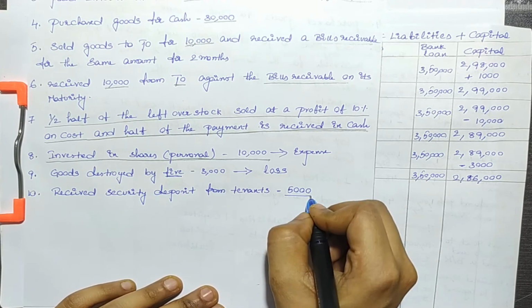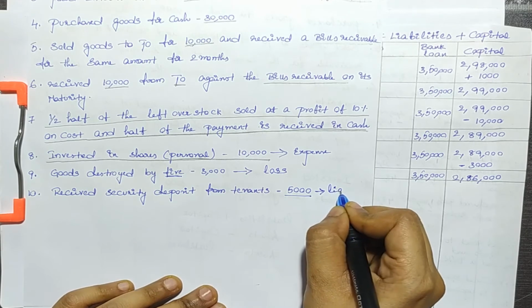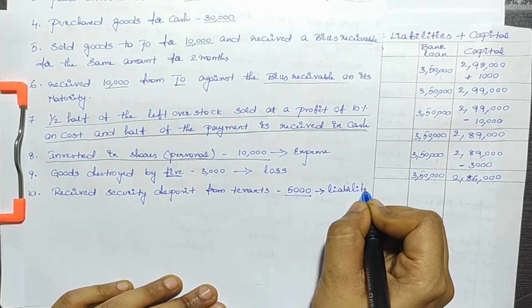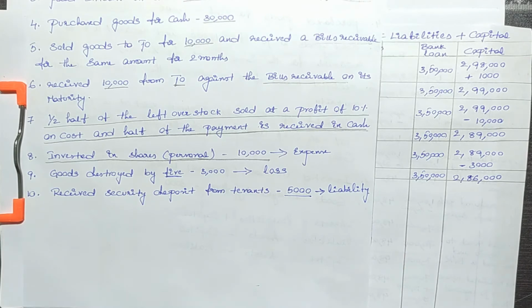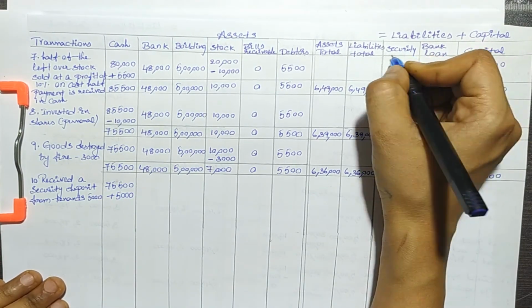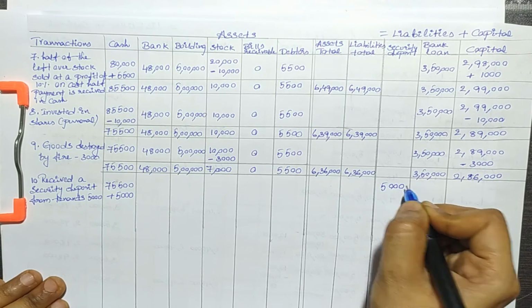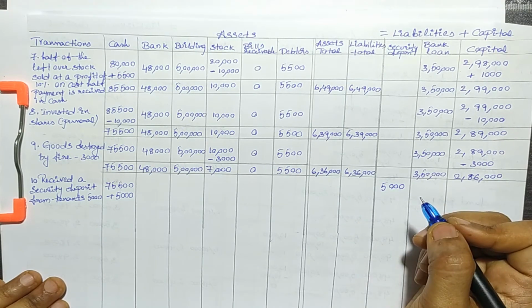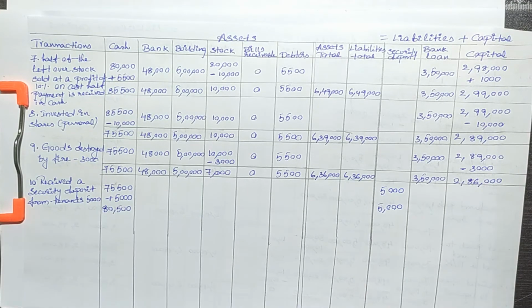Next transaction is receive the security deposit from tenants 5,000. Security deposit is a liability for business because when the tenant is vacating the place, the business has to pay back the security deposit to tenant. So security deposit is considered as a liability. Since the business has received the money, we will add the security deposit to cash. And also we will create a separate column for security deposit under liabilities side and we will mention 5,000 under it. After adding 5,000 to cash, the cash value is 80,500 and security deposit value is 5,000.